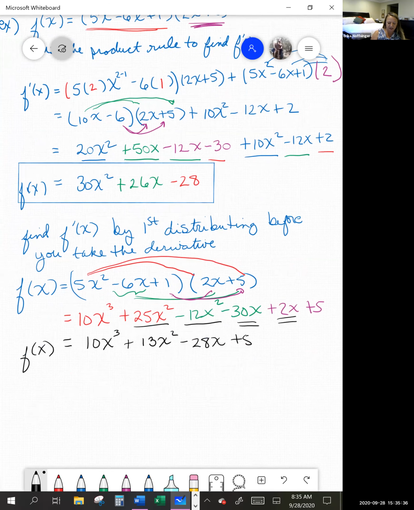So now take the derivative using the general power rule. So bring our power down front, multiply it to that coefficient, 10. So 10 times 3 is 30. Subtract 1 from our power, so now it's a square. Plus, so we're going to have 13 times our exponent of 2. So 13 times 2 is 26x, subtract 1 from our exponent is just 1. Minus, derivative of x is 1 times that negative 28, so just minus 28. And the derivative of this constant 5 is 0.